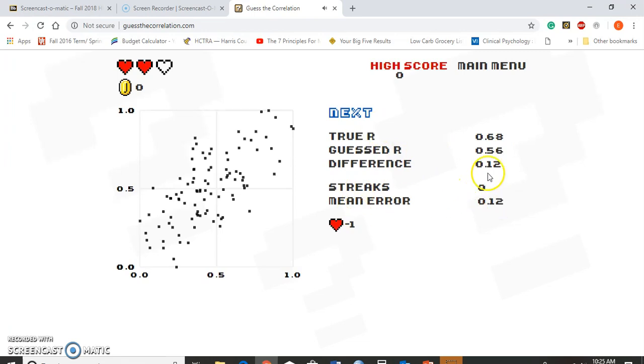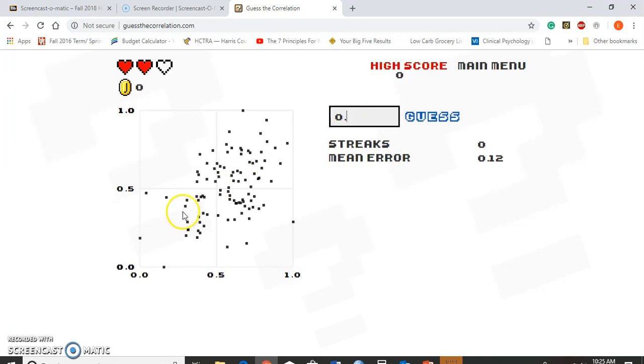The true r was 0.68, so I was a little bit off. And let's try another one. This one is pretty scattered. We can't really see much of a direction. We can tell that it's still positive, but all the points are pretty scattered all over the place. So I'm going to take a guess at 0.48.